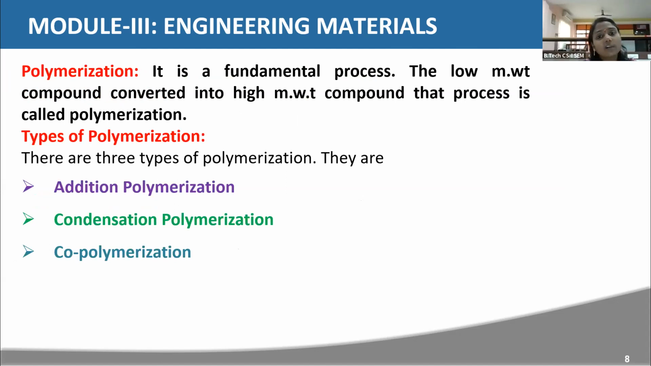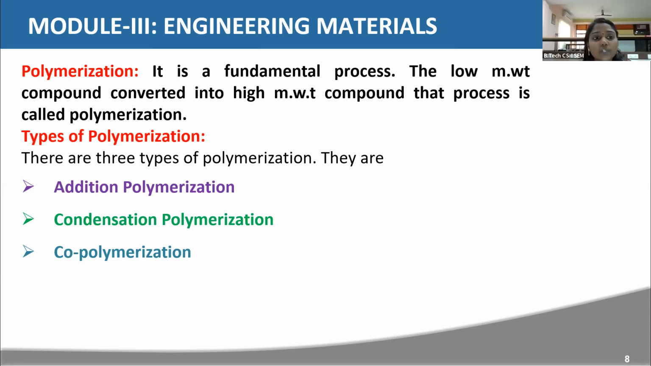Polymerization is the fundamental process in which a low molecular weight compound is converted into a high molecular weight compound. That process is called polymerization. Understand? There are three types of polymerization: addition polymerization, condensation polymerization, and copolymerization.